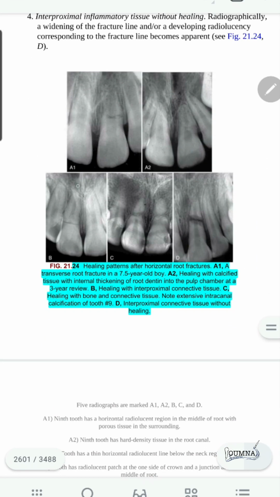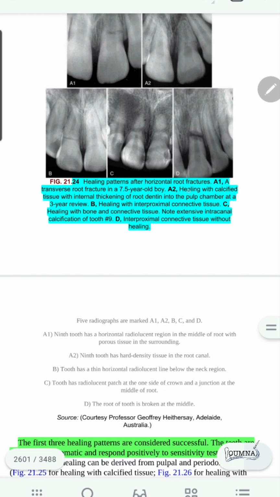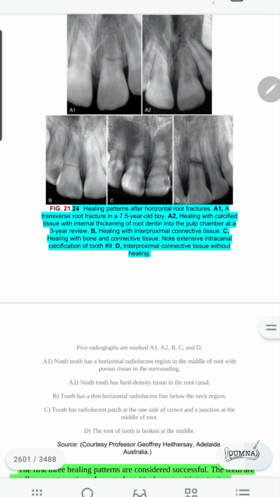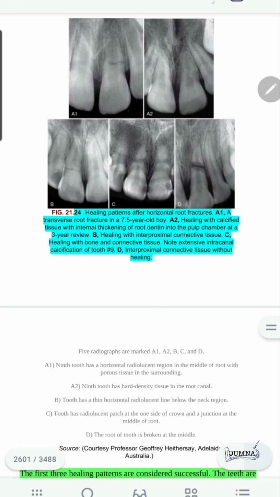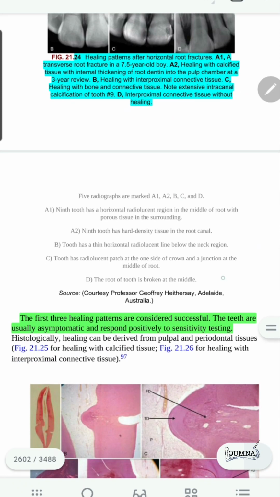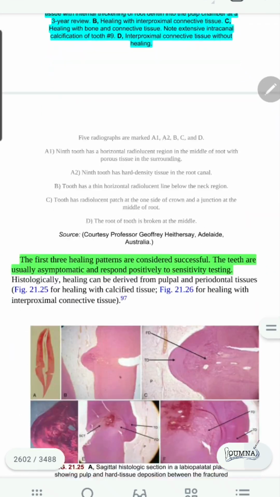There are 4 types of healing that may happen. The first is healing with calcified tissue, with internal thickening of the root dentin. The second, this is A, is bone forming. Number B is healing with connective tissue. C is healing with bone and connective tissue, and we can see here the apical calcification in this tooth. This is number D, where there is no healing. The first 3 cases here are a sign of success. The fourth is not a good sign.